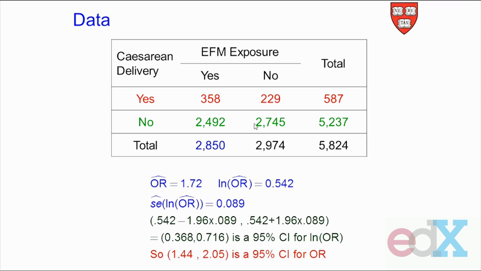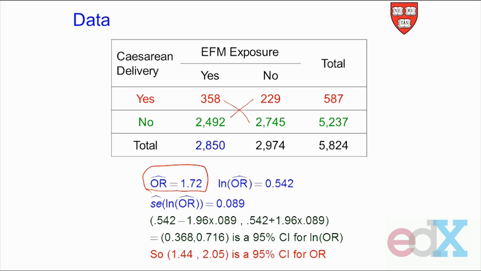So, for example, if we go back to our electronic fetal monitoring exposure and C-section, remember we found that the p-value was extremely small, and we said, oh, there's a relationship here. Well, if we do 358 times 2745 and divide that by 229 times 2492, we get that the odds ratio is 1.72. So that's like a 72% increase in the odds of getting a C-section if you are getting electronic fetal monitoring done.